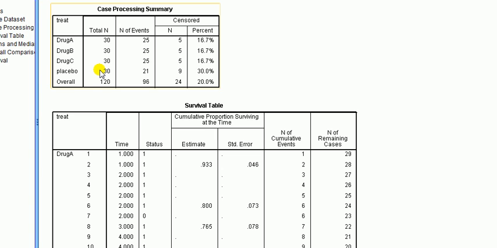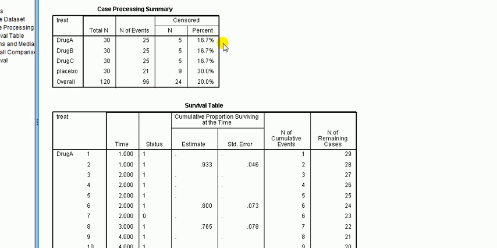Okay, and number of events, these are the actual number of deaths. So 25 out of 30 people died, and the remaining were censored. So we don't know what happened to them. They were just alive at the time we last saw them. Okay, so censoring, that's the percentage that's censored.